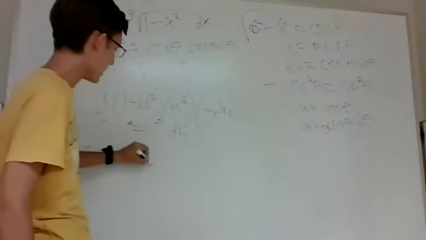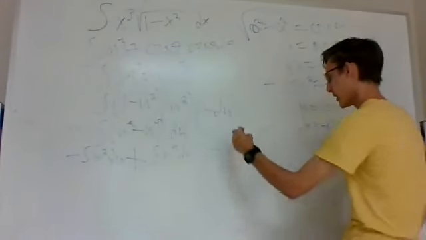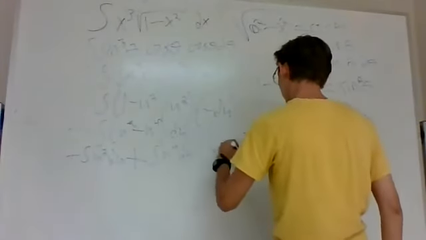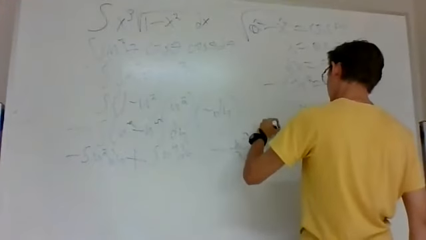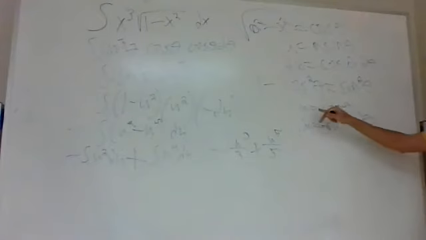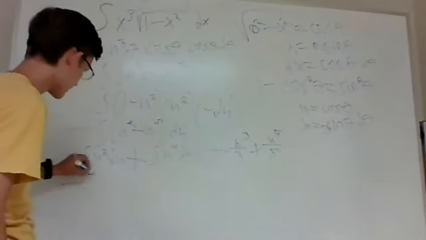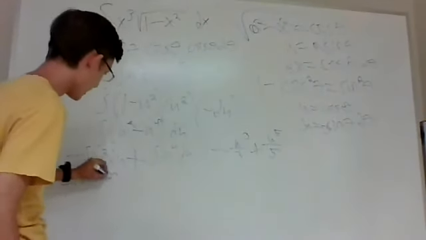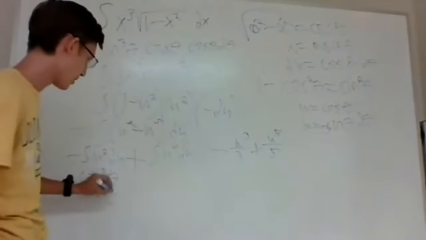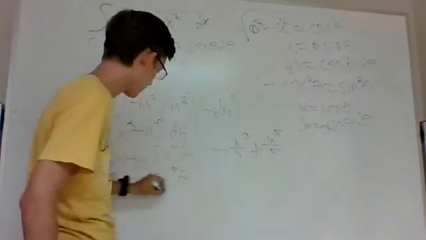So plus the integral of u to the fourth du, which when you integrate this equals negative u to the third over 3 plus u to the fifth over 5. Now we need to substitute the u's that we have here for cosine thetas, which will give us negative cosine to the third theta over 3 plus cosine to the fifth theta over 5.